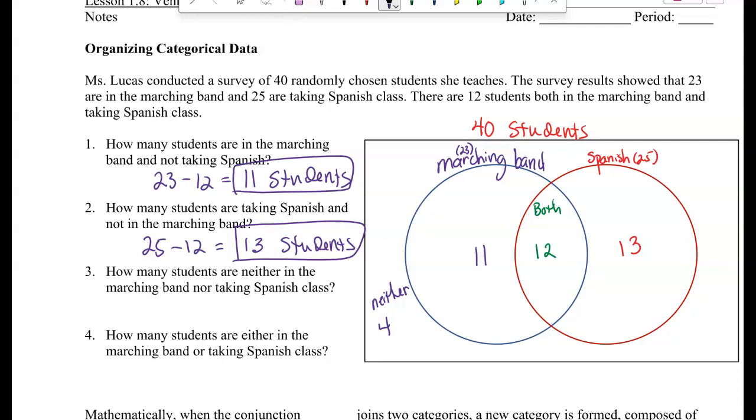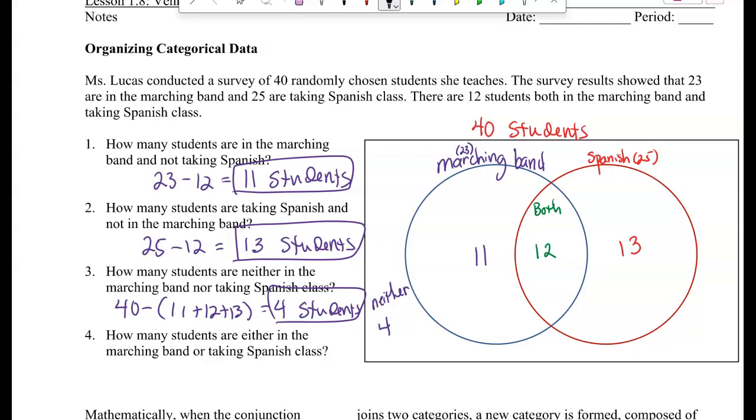How many students are neither in the marching band nor Spanish class? 4. And how did we get that? We literally added up everyone that was taking the two classes. We subtracted it, and we got that lovely 4. So basically, the math we did in our head, I just showed you how to do it on paper. But isn't it cool how visual it is? It just saves so much agony and time.